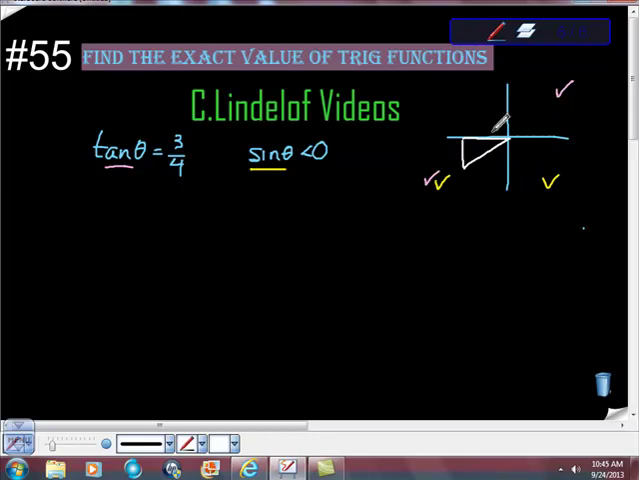And what's true about tan of theta? Go to geometry in your head for a second. Tan of theta is equal to opposite over adjacent. So here's adjacent, and here's opposite. Adjacent is -4, and opposite is -3. Is my math good? Okay.